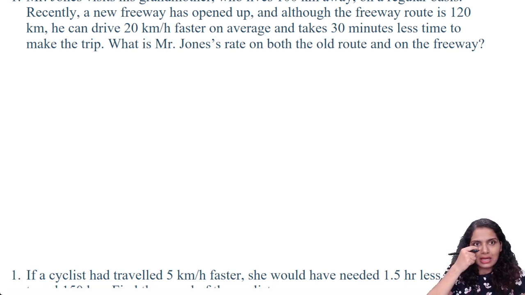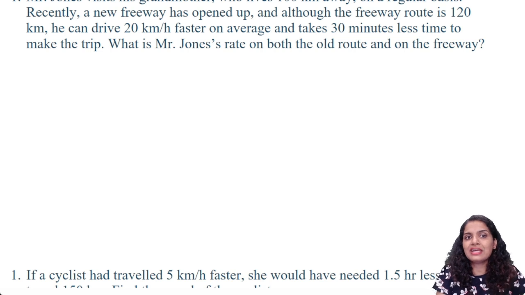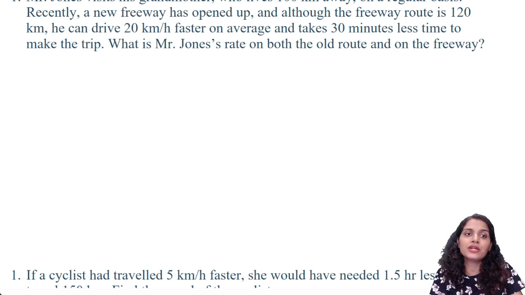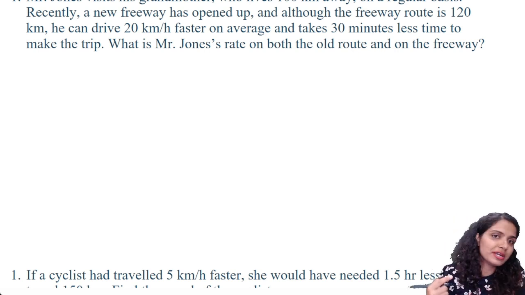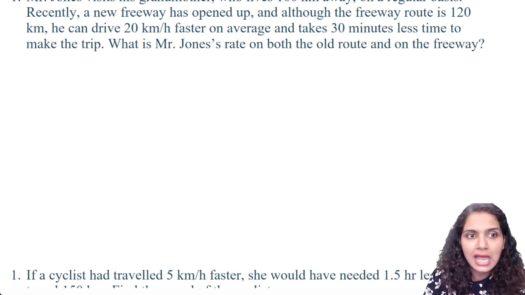Okay, now it's about Mr. Johns, who visits his grandmother who lives 100 kilometers away on a regular basis. And recently a new freeway has opened, and although the freeway route is 120 kilometers, he can drive 20 kilometers per hour faster on average and takes 30 minutes less to make the trip.